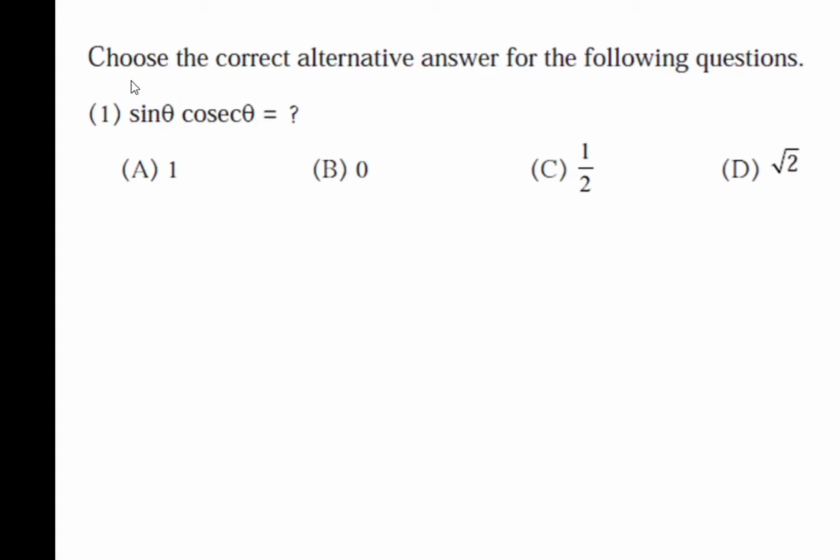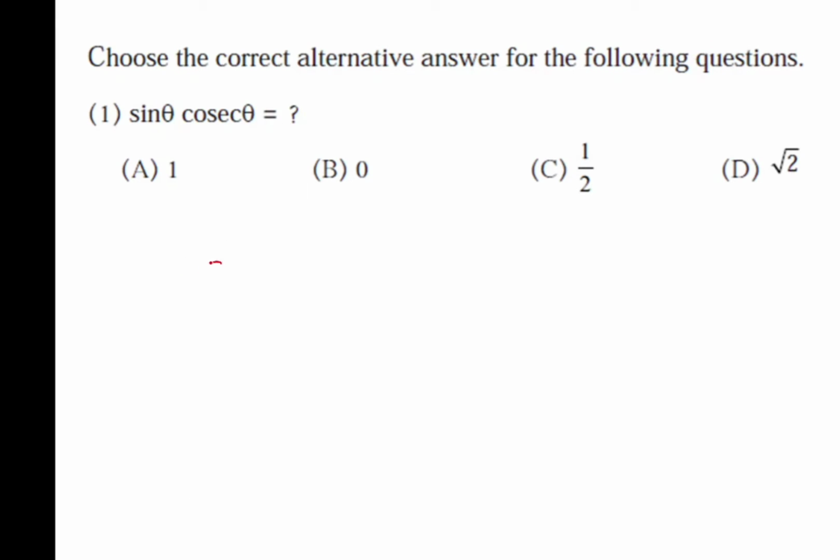Hello friends, let's solve some multiple choice questions based on the topic trigonometry from class 10. Let's start with the question. The question is, choose the correct alternative answer for the following questions. The first question is, sine theta into cosec theta is equal to what? The options are 1, 0, 1 by 2 and root 2.